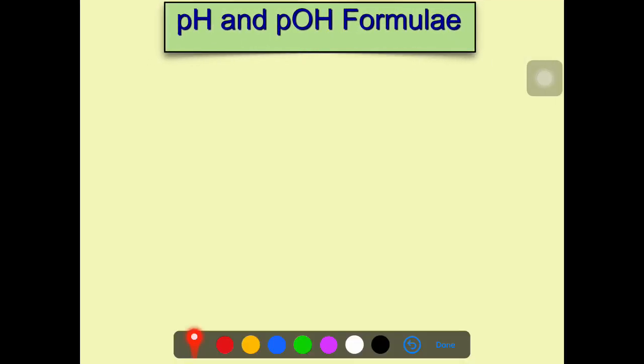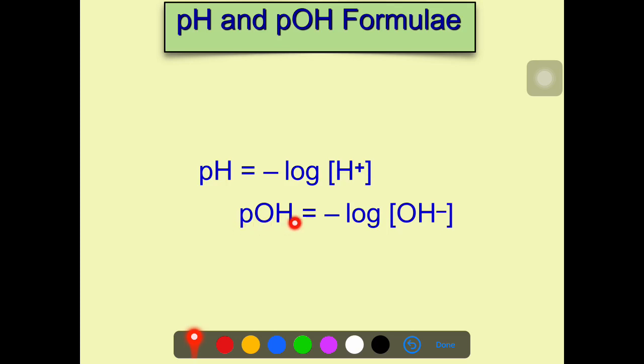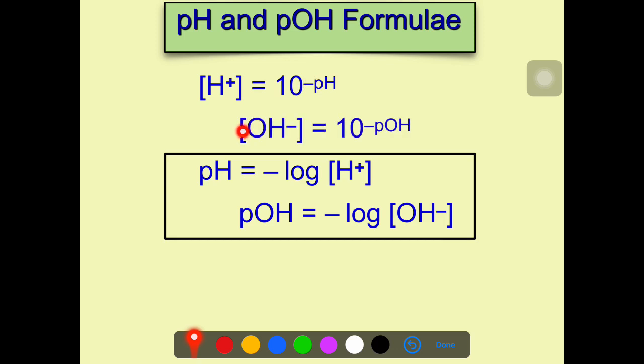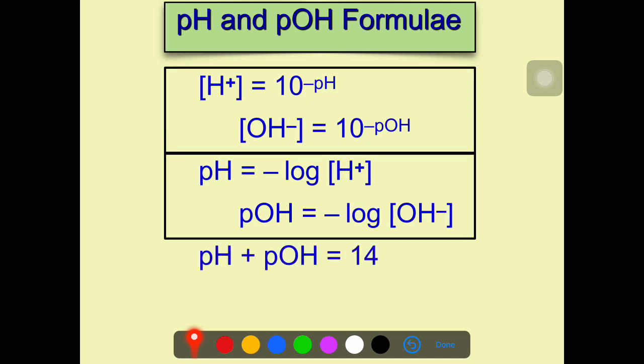Now let's go through the mathematical formulae involved. So pH is negative log to the base 10 of H plus ion concentration in moles per decimeter cube. Similarly, pOH is mathematically defined as negative log to the base 10 of OH minus concentration in moles per dm cube. Exponentially, these equations can be represented as H plus concentration is 10 to the power negative pH and OH minus concentration is 10 to the power negative pOH. And we can also prove that pH plus pOH is equal to 14.